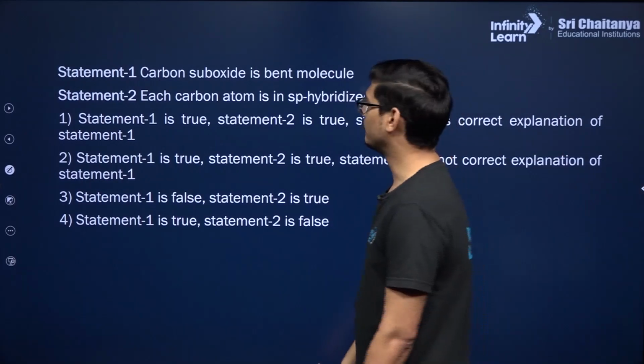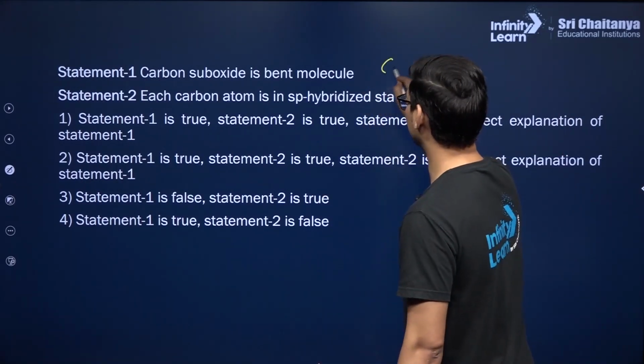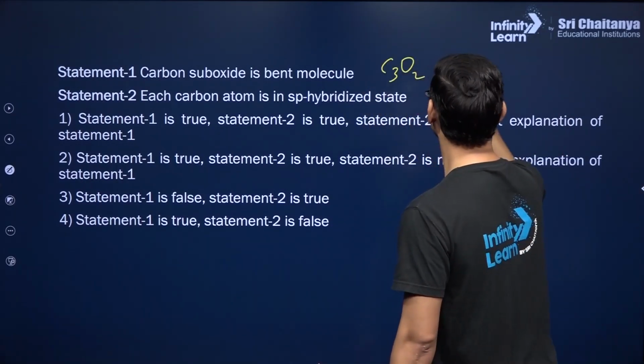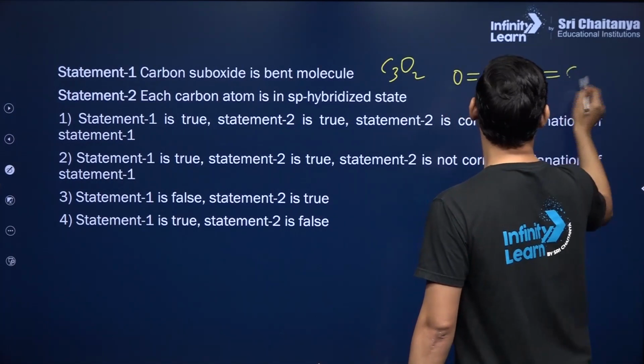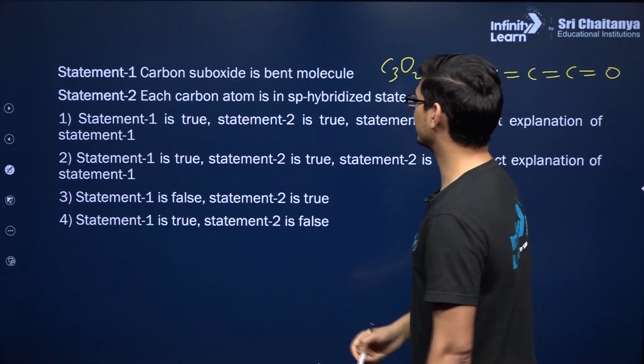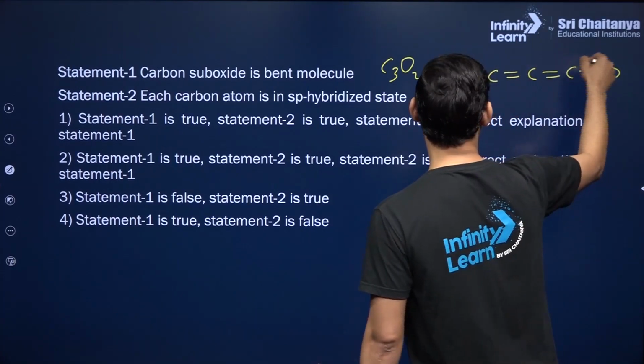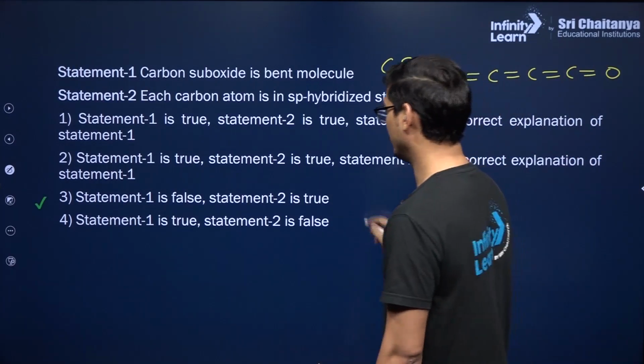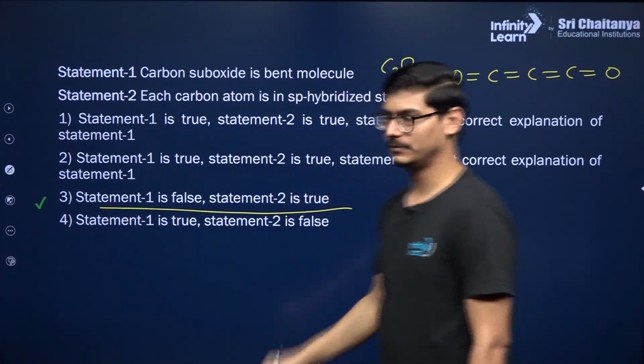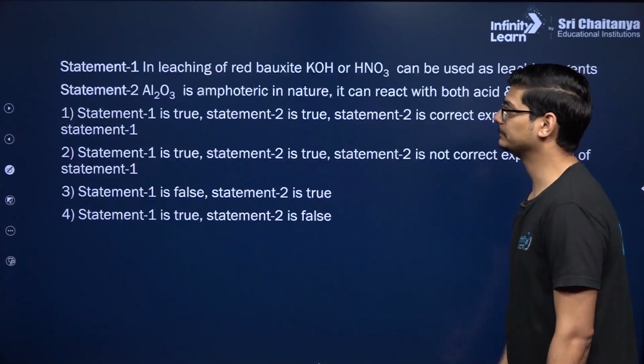Carbon suboxide is a bent molecule, no, it's a straight molecule. Carbon suboxide is C3O2, right? Each carbon is sp hybridized, that is correct, right? You can see each carbon is forming 2 pi bonds, so they are sp hybridized. So statement 1 is false, 2 is true, right? It's not bent, it's a linear molecule.